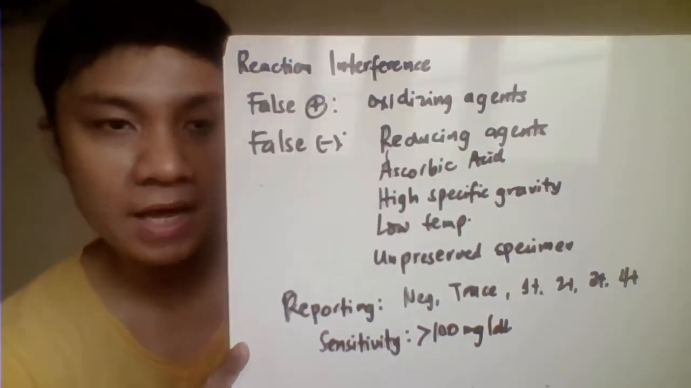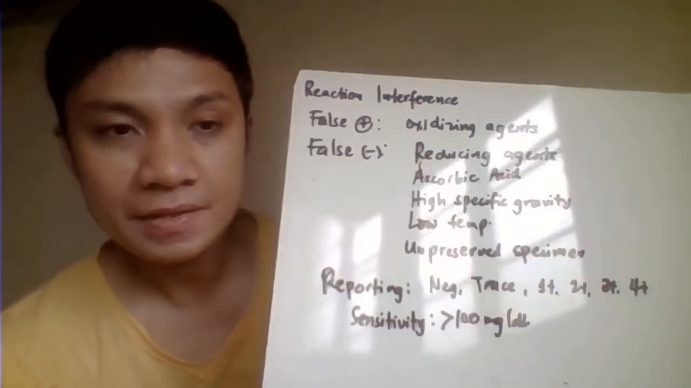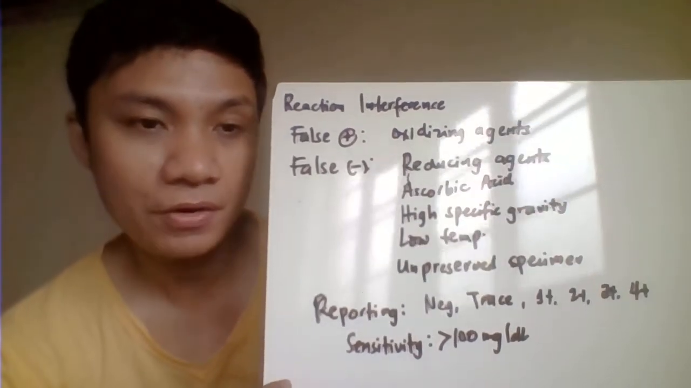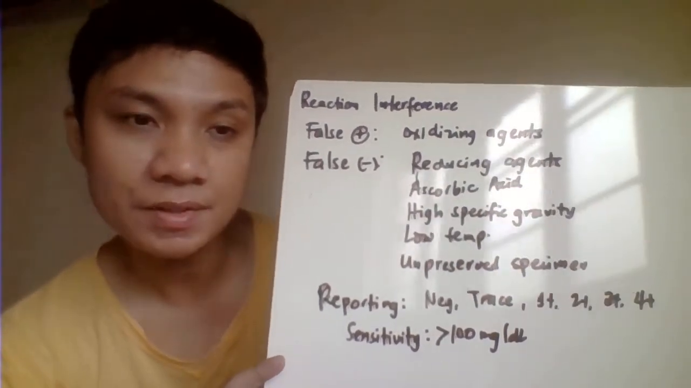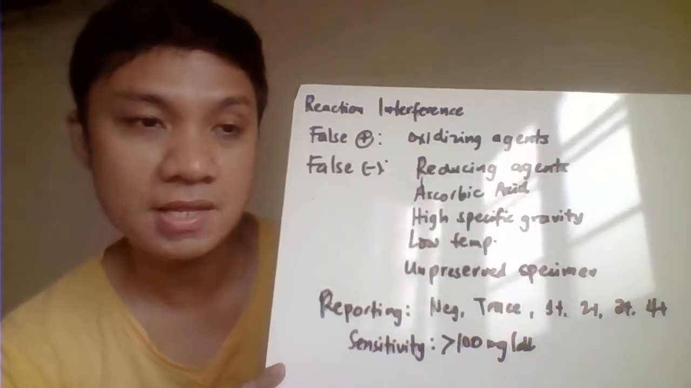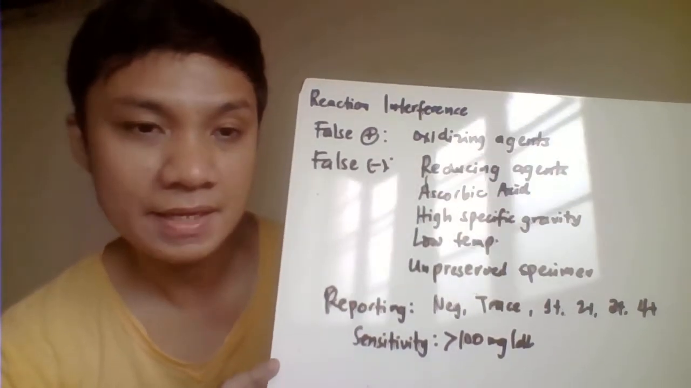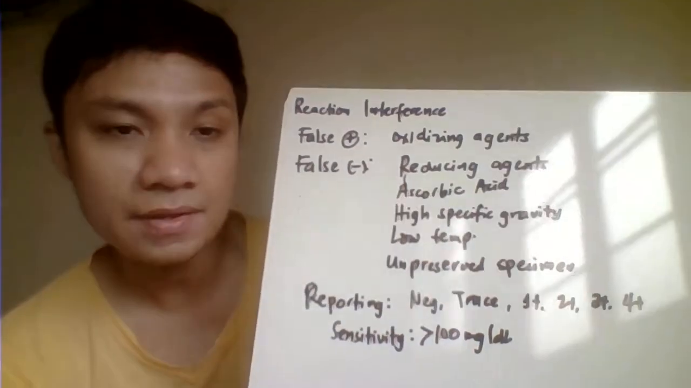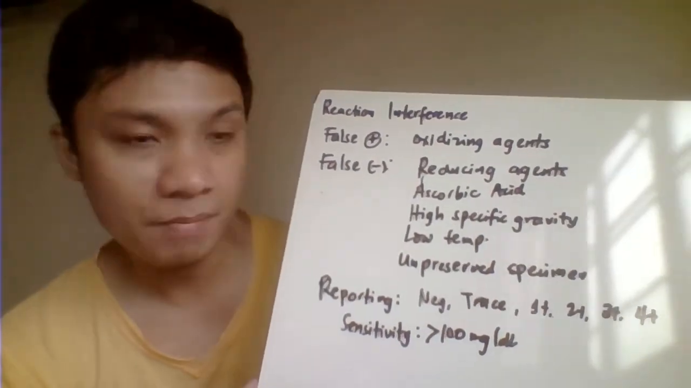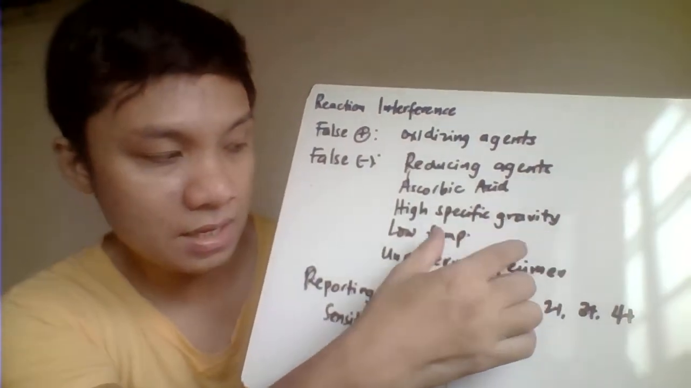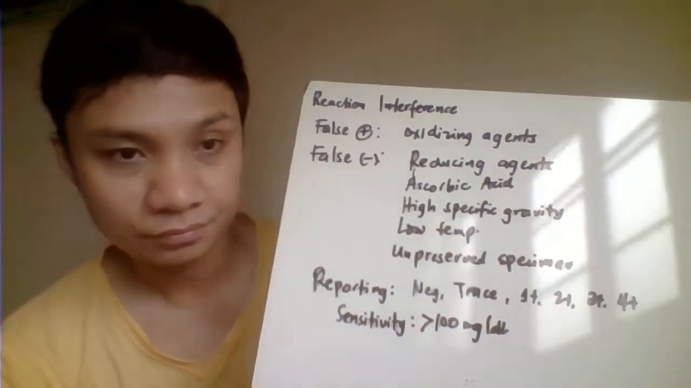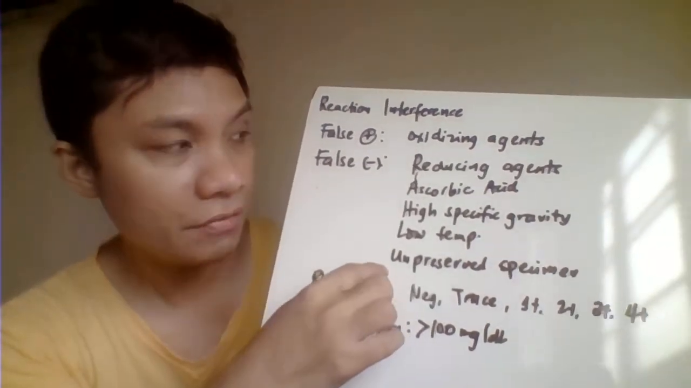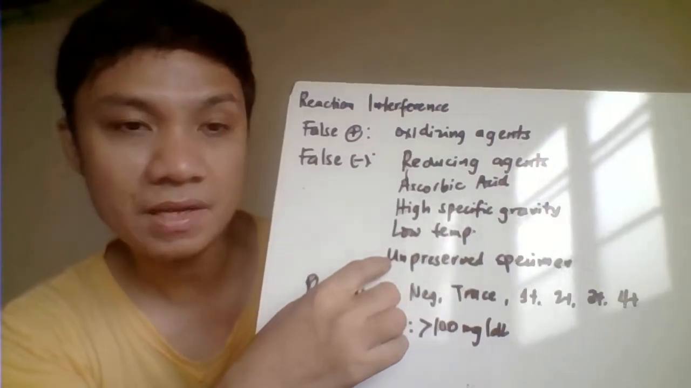Okay, now we go to the different interfering substances that could affect the results of your test pad for glucose. The first one we have here, the false positive result may be encountered in the presence of other oxidizing agents. On the other hand, the false negative will be in the presence of reducing agents, like for example, ascorbic acid. High specific gravity and low temperature would eventually reduce the sensitivity of your tests. And of course, here the unpreserved na specimen.